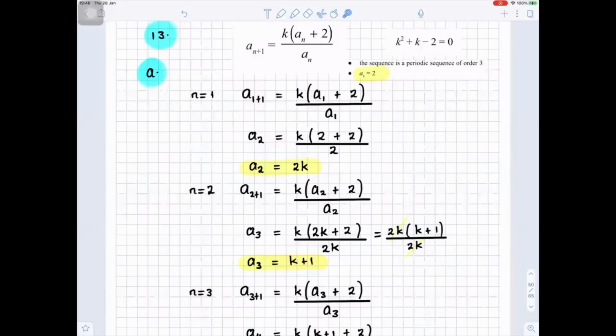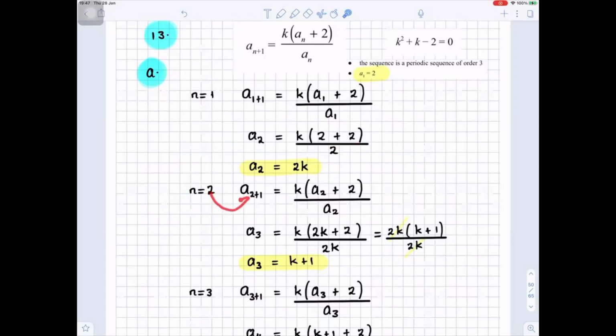So for question 13a, we can start by putting n equals 1. So it becomes a(1+1), which will give you a2. So n is 1, so it is k bracket (a1 plus 2) over a1. But they tell us that a1 is 2. So we replace a1 with 2 and a1 with 2 there. So it'll be 2 plus 2 times k over 2. So it'll be 4k over 2, which will give you 2k. So a2 is 2k.